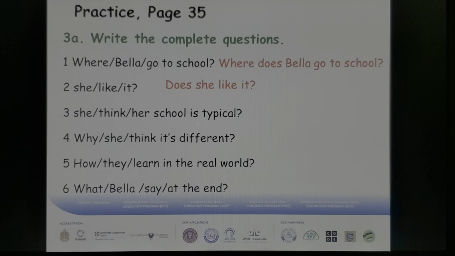She think her school is typical. Channa, what is the answer here? Do she or does she? Okay. Does she think her school is typical? Why she think is different? Elite. Why do or why does she? So why does she think it's different? Why does she?